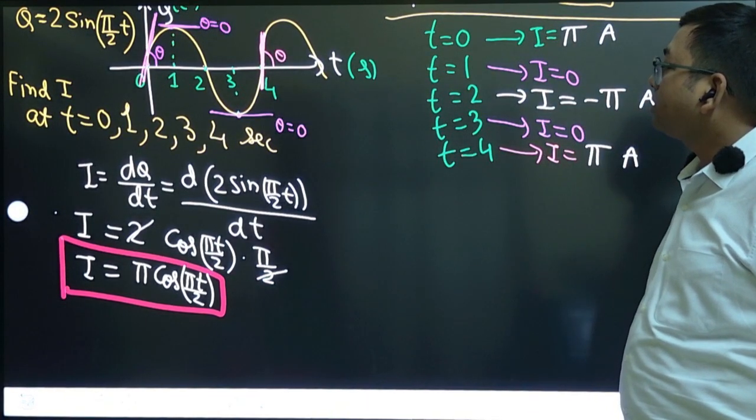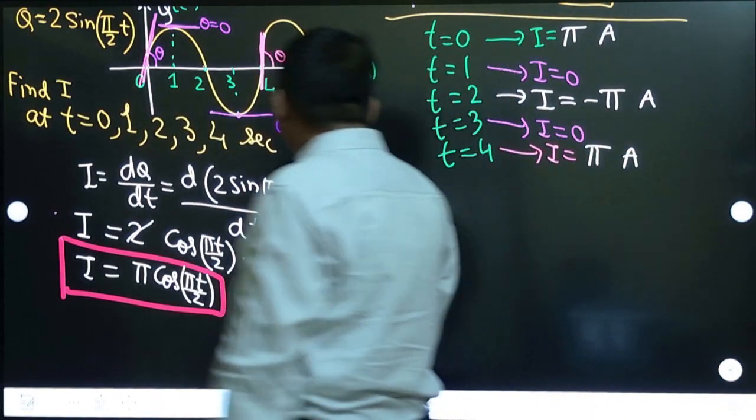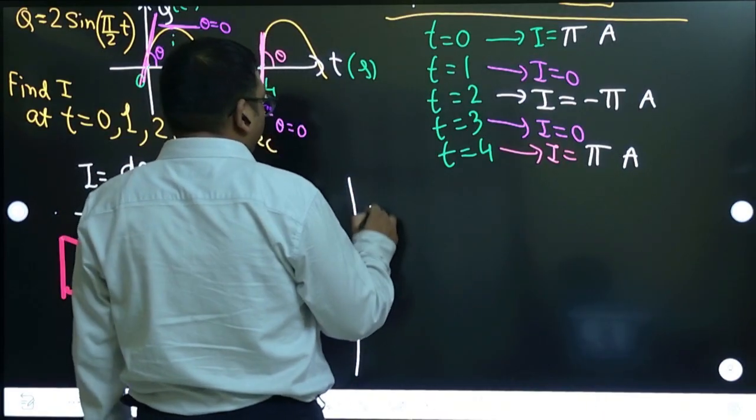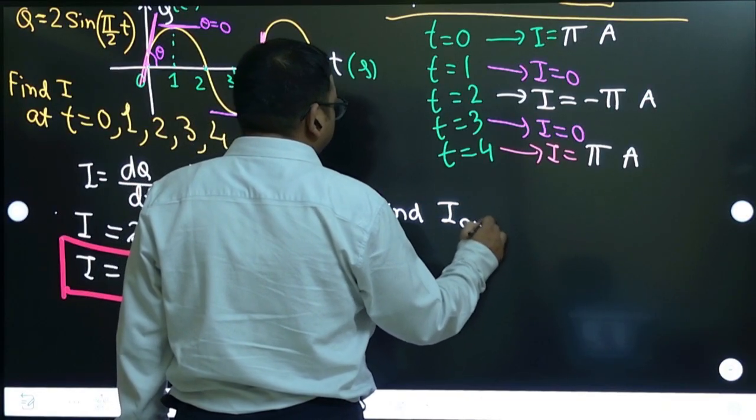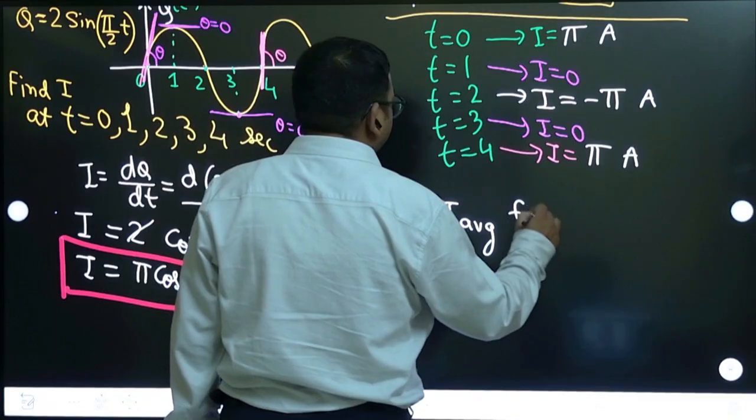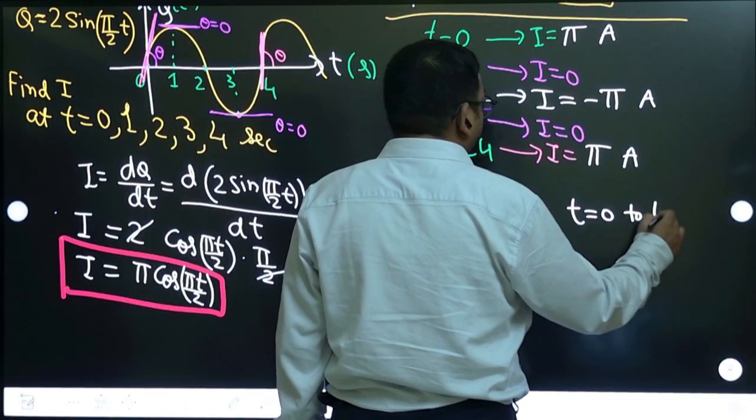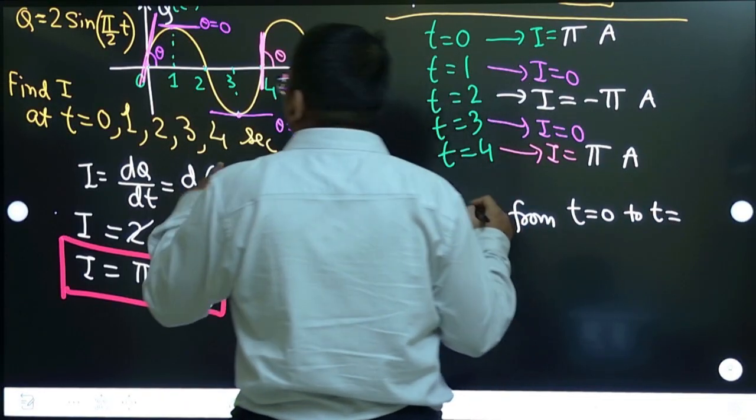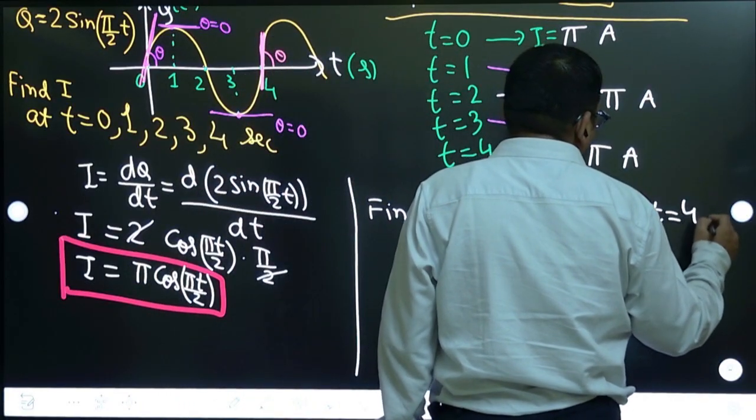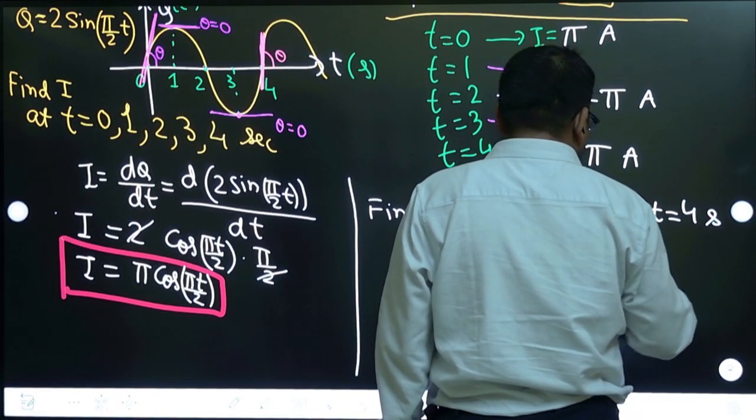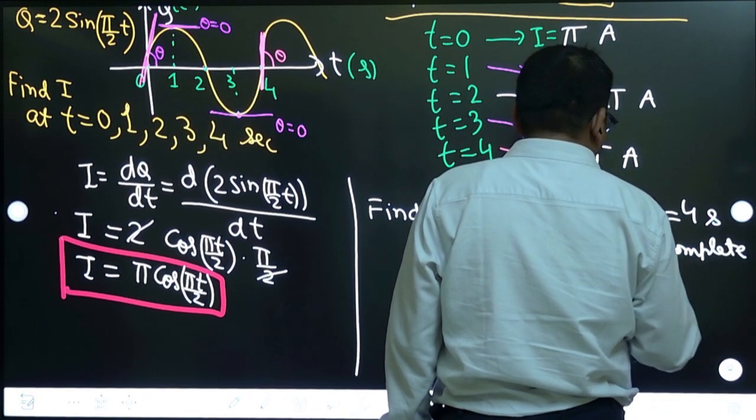If they ask, let us say in this question, find average current from time 0 to time, let us say they give a time 4 seconds. This means one cycle, one complete cycle.